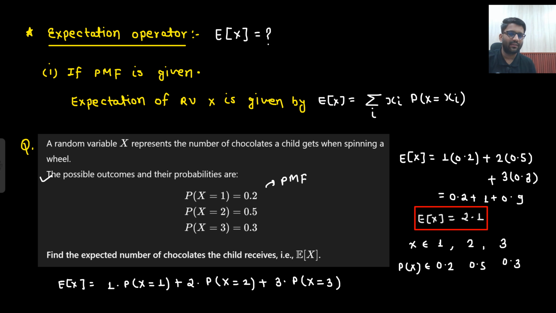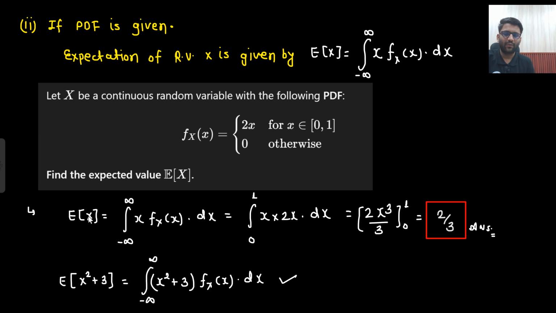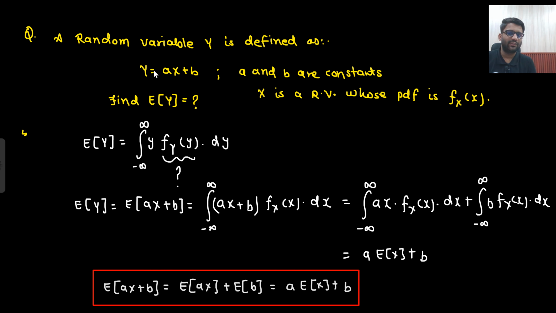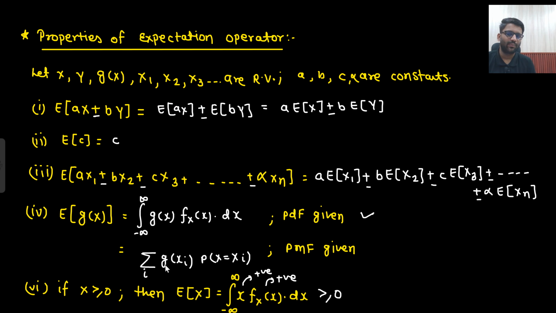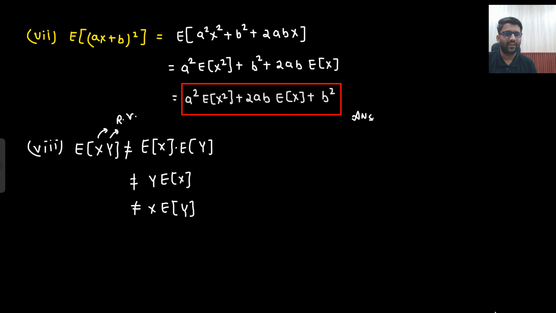We started with this. PMF is given, very simple calculation. PDF is given, you need to integrate. Whatever is given, put it here. This is a function of x. Put the PDF of x. Your job is done. Then we saw this very important property, expectation of y will be a times expectation of x plus b, right? And then we saw these properties which are very simple, very straightforward.